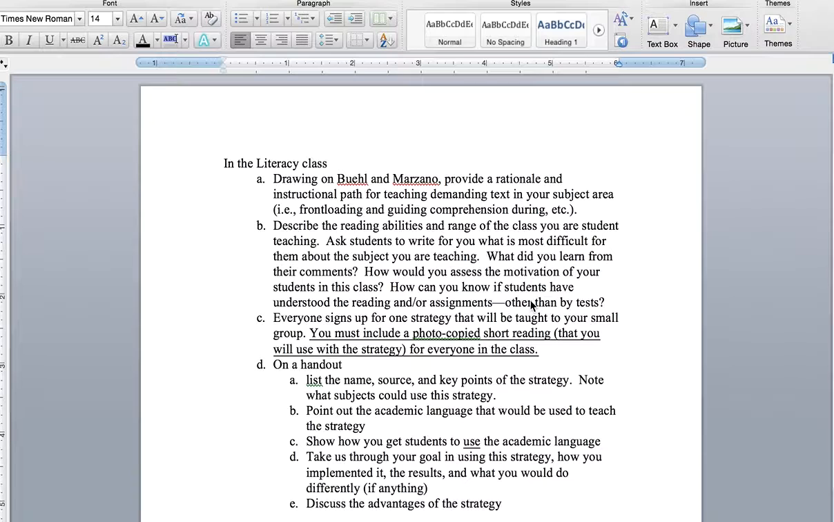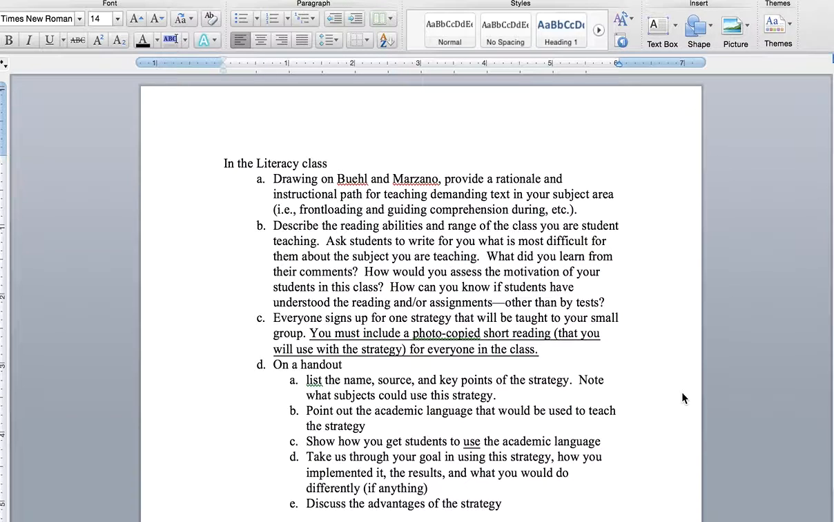Then you're going to describe the reading abilities and the range of the class you are student teaching. You're going to talk with your students, ask them to write for you about what is most difficult for them about the subject you're teaching, and what did you learn from them? How would you assess the motivation of your students in this class? And how can you know if students have understood the reading and or assignments other than by tests?